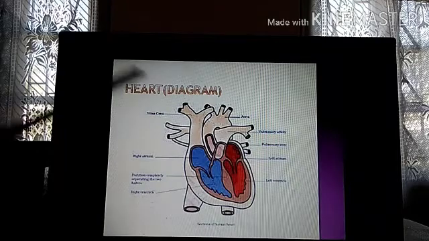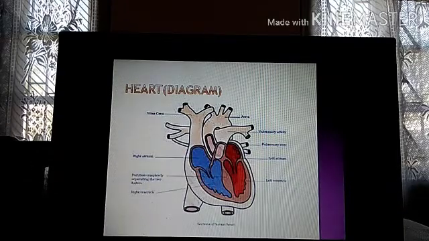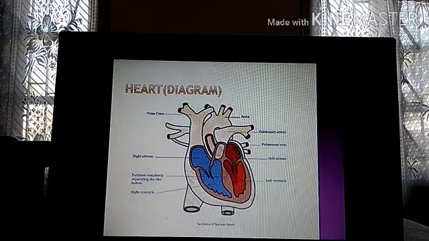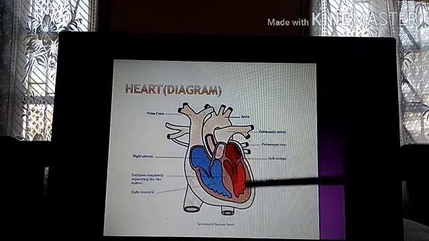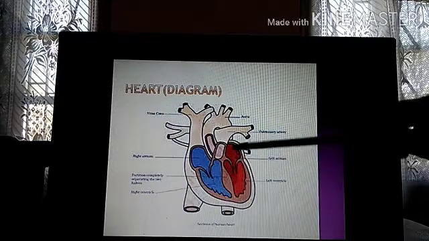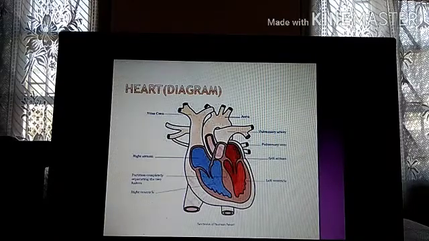Blue, they want to tell you that the right part contains the impure blood, that means the carbon dioxide rich blood is present in the right side of the heart. And the pure blood, that means blood containing oxygen, is present in the left side of the heart. So this part contains the pure blood and this part contains the impure blood.